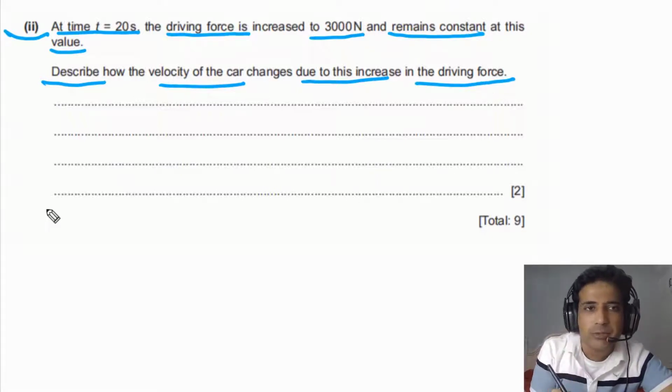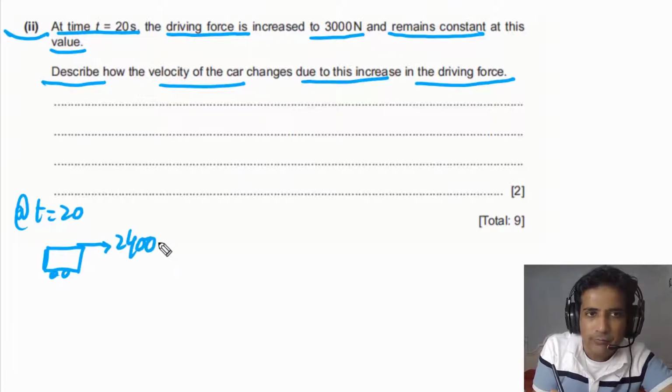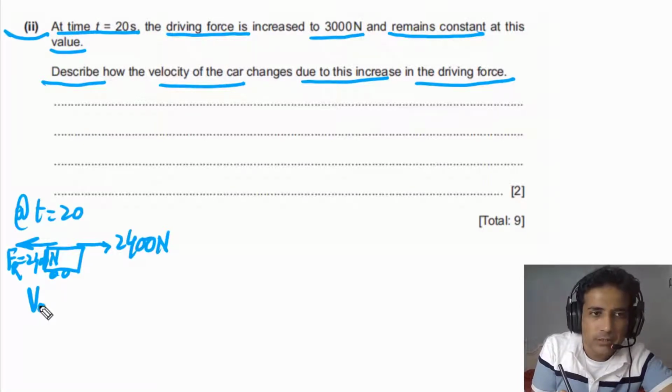Now, first of all, we need to understand that at time T is equal to 20 seconds, the car has constant velocity. So simply we can draw the forces acting on this car. We have the driving force of the car and there are resistive forces acting on this car, FR, and the magnitude of the resistive forces is equal to 2400 newtons. At this moment, the car has constant terminal velocity. We can say this is V naught.